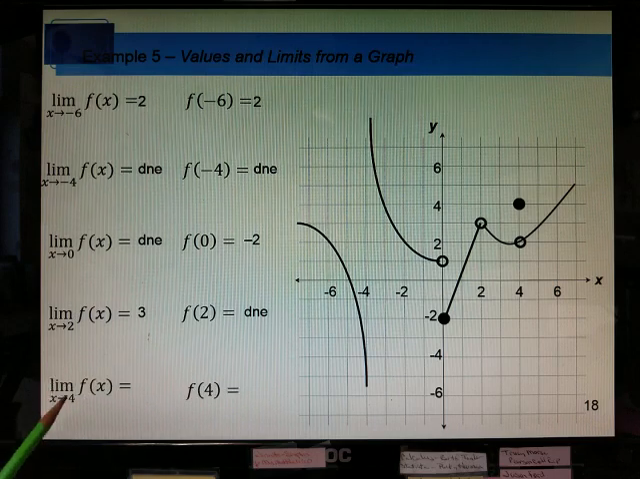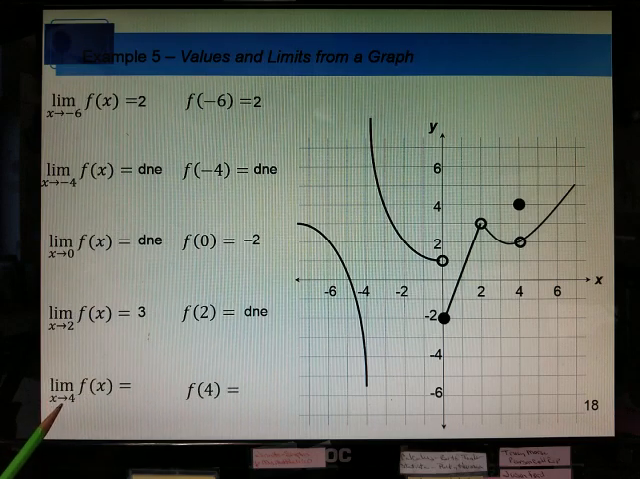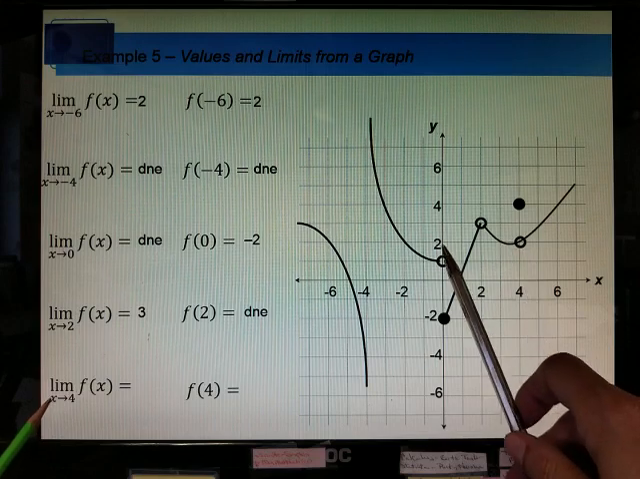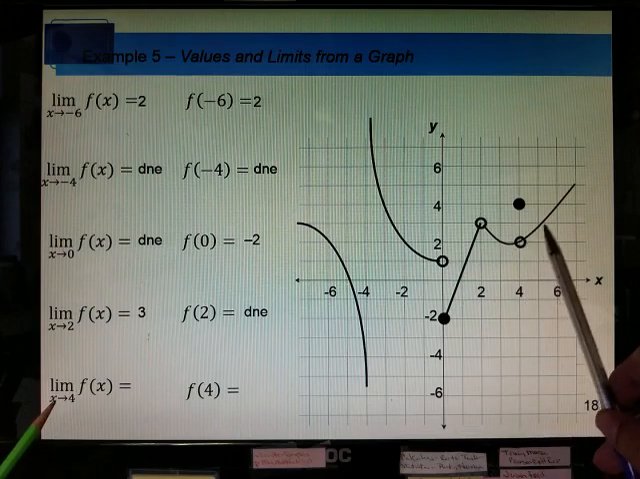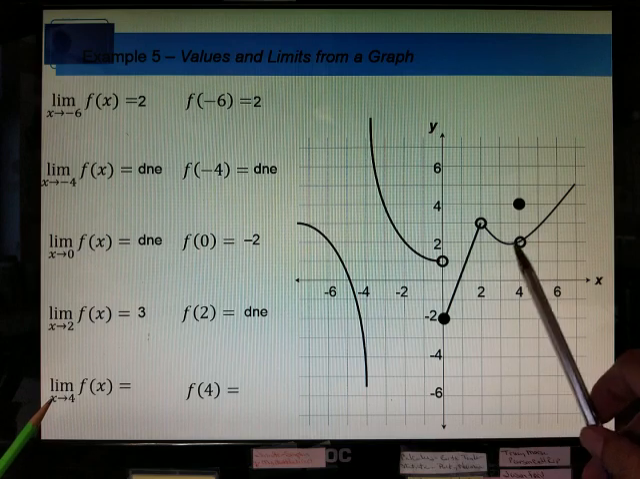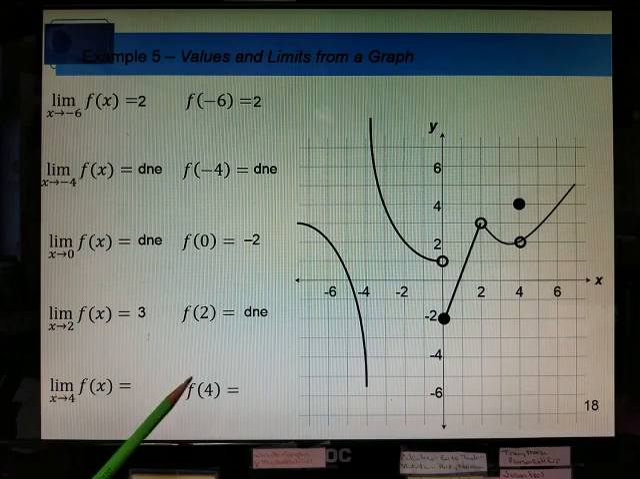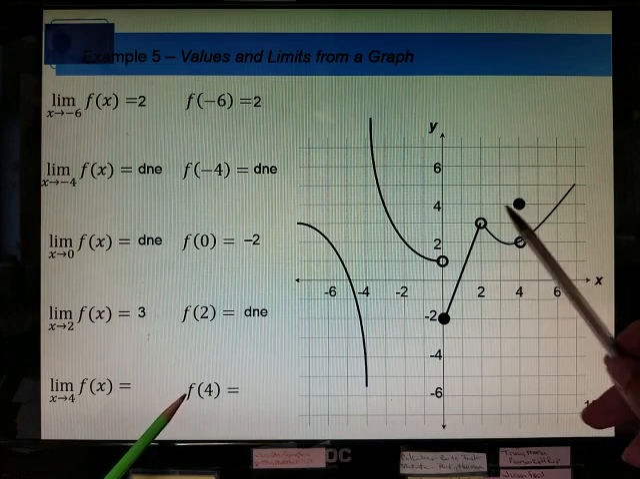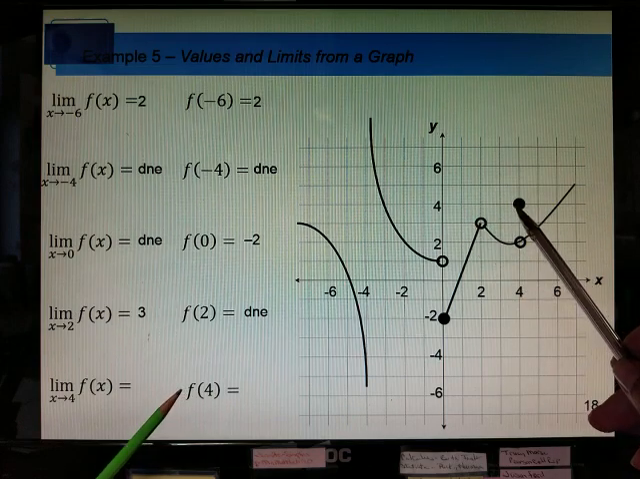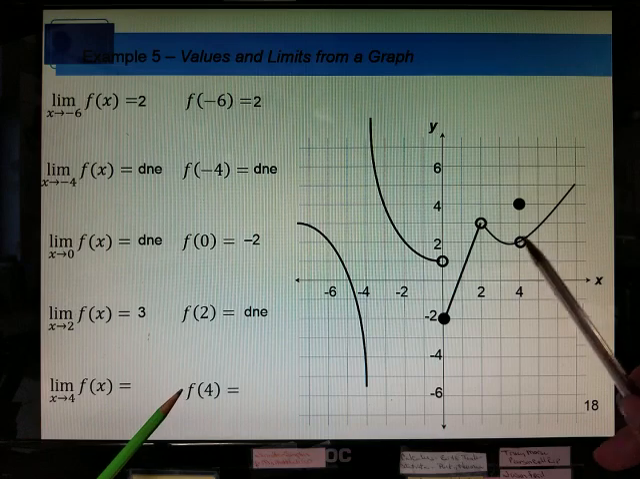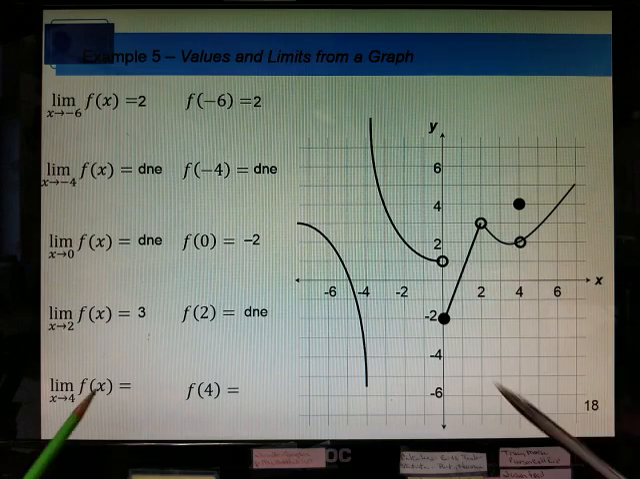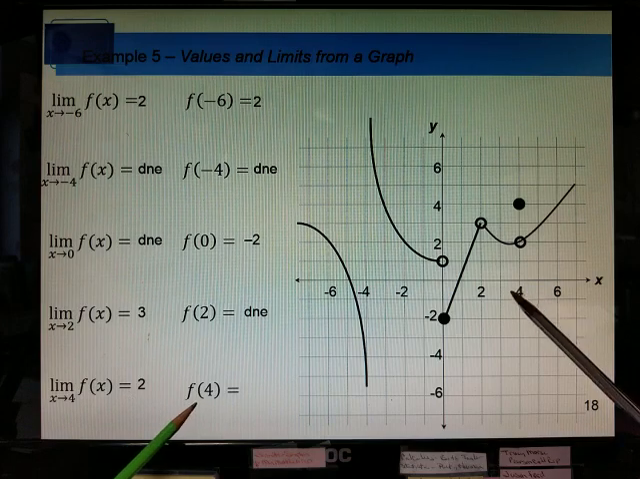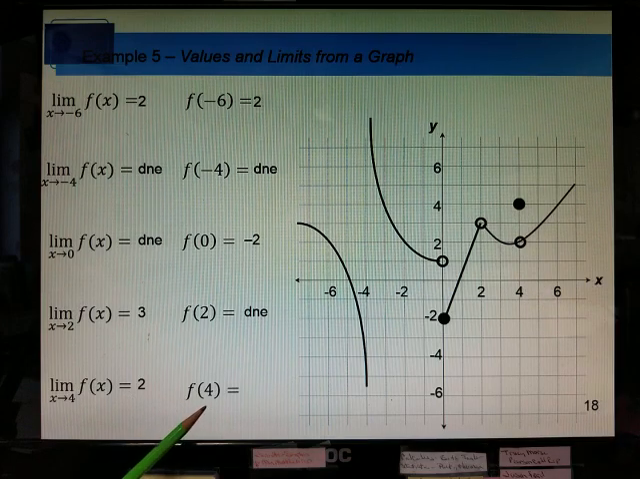And the last one for this example was at x equals 4. So again, when x equals 4, the y value here from the left side is approaching 2. From the right side, the y value is also approaching 2. If I asked you for f of 4, when x equals 4, what is y equal? That would be this 4 right here from that closed dot. So again, this open circle right here was from my limit from the right and the left. Both of those were 2, so therefore this first answer was 2. F of 4, when x is 4, y in this case happened to be 4 as well.